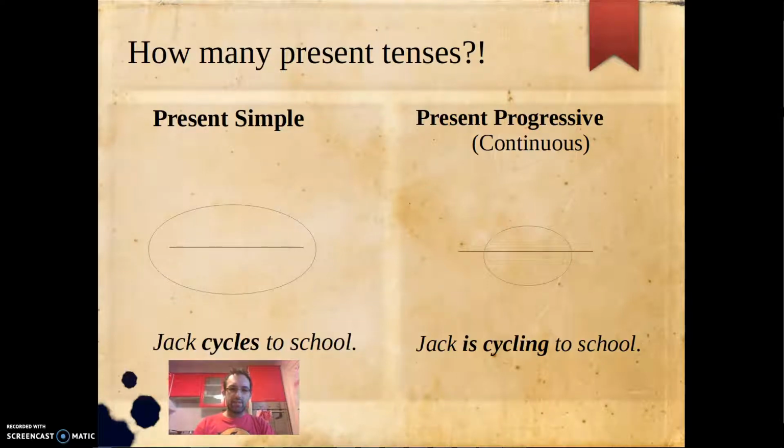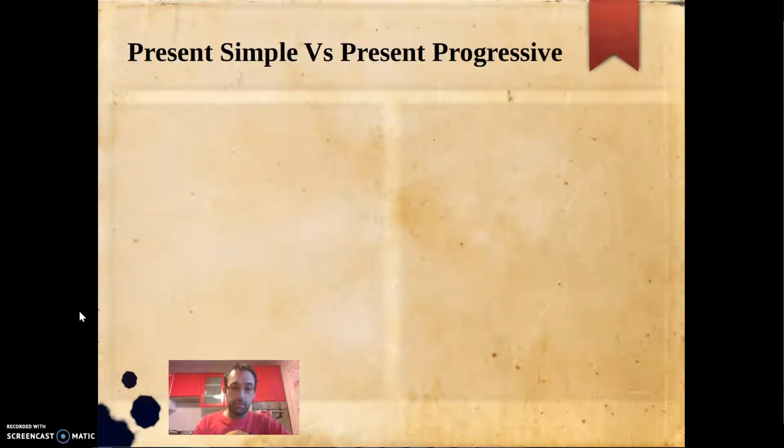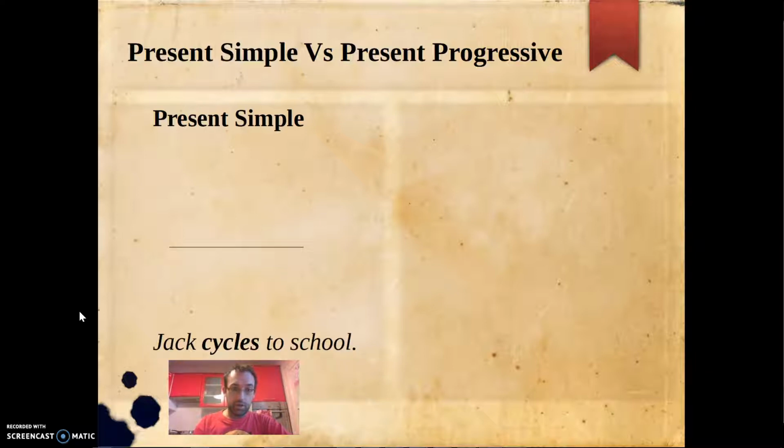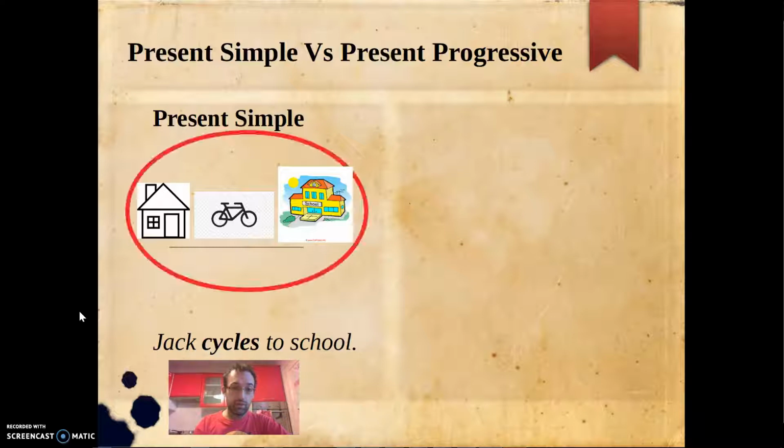Now, in terms of our segmentation of time, this is basically what we do. Jack cycles to school shows you the whole thing, right? The whole action. Whereas Jack is cycling to school, here you can see only the middle part of the action. This is what we are focusing on. We don't care about the rest. So let's show this once again. The present simple: Jack cycles to school looks like this. You have Jack leaving home, you have Jack cycling to school, and Jack coming to school. And we decide to show the entire action in our sentence. Our sentence deals with the whole journey from home to school.